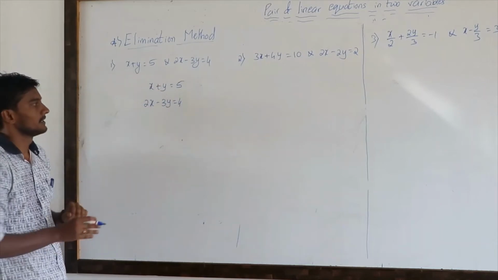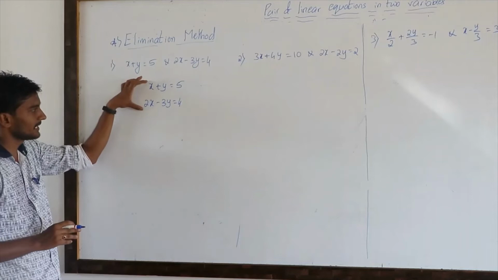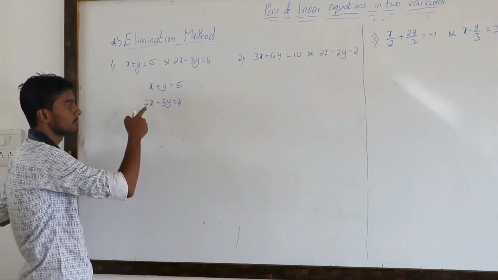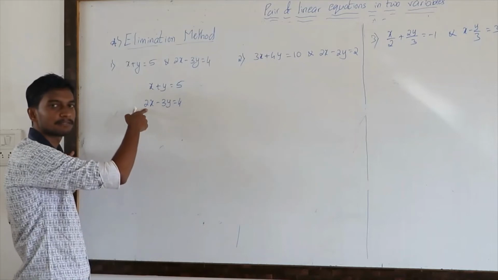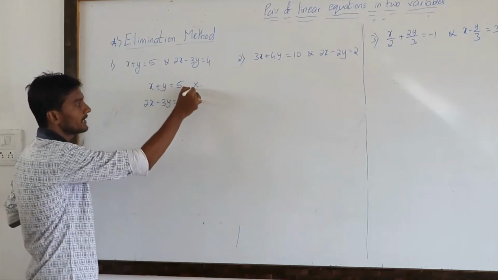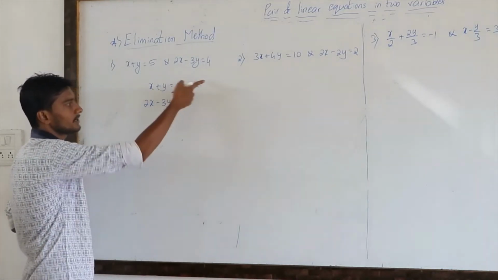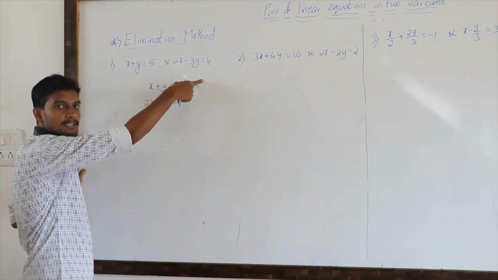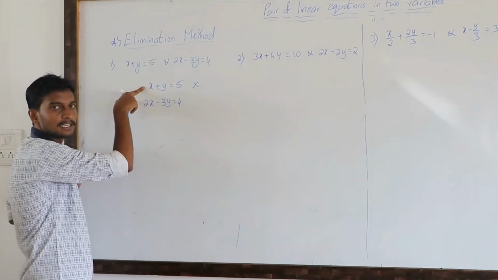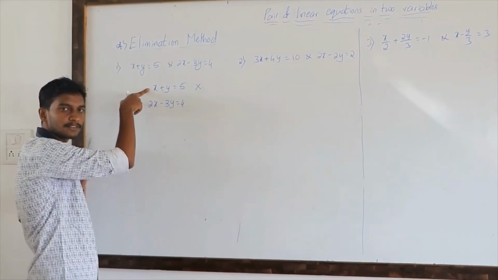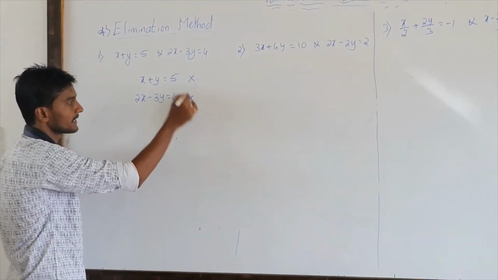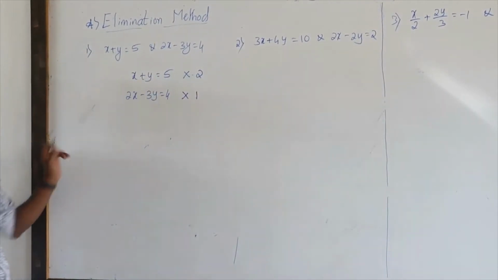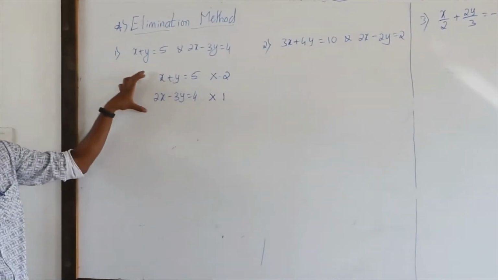So here, better you make x the same. Suppose here we have x coefficient 1, here x coefficient 2. To make it the same, you have to multiply the first linear equation by the coefficient of x of the second, and the second by the coefficient of x of the first. Here you multiply by 2, here you multiply by 1.